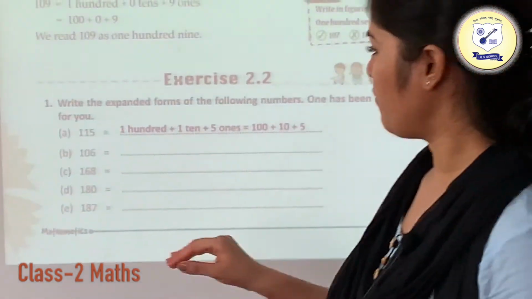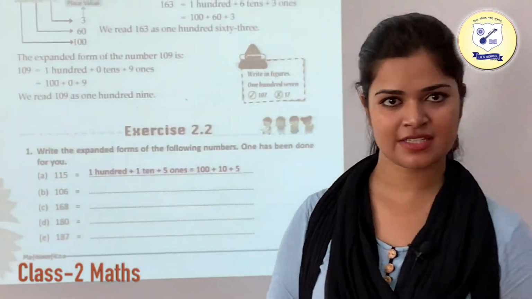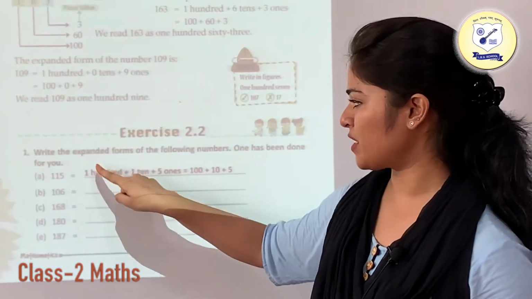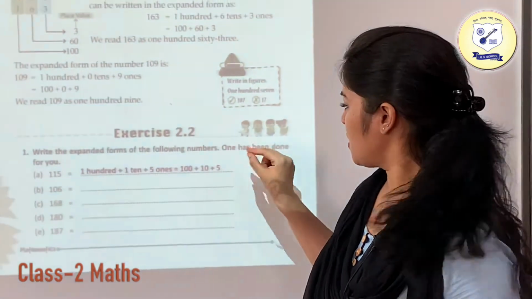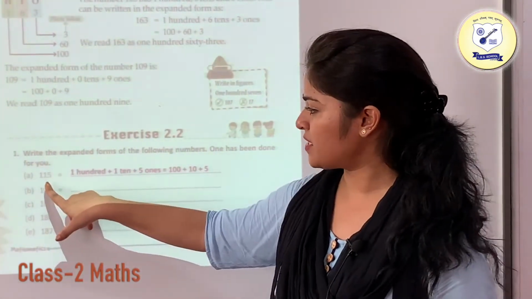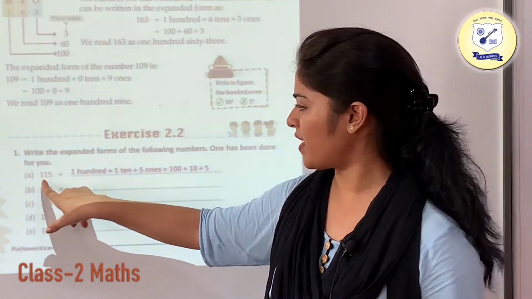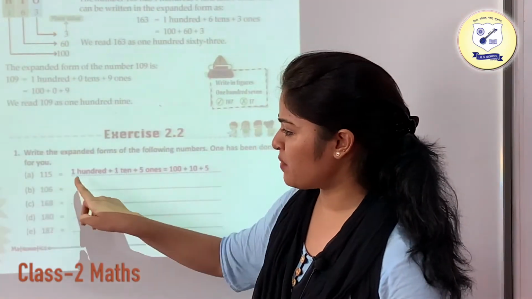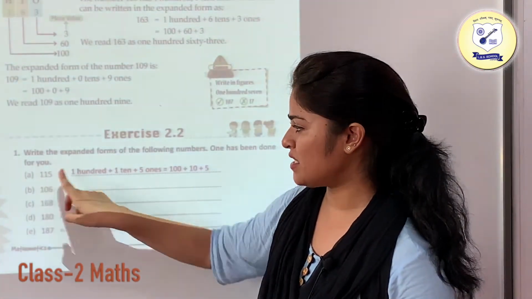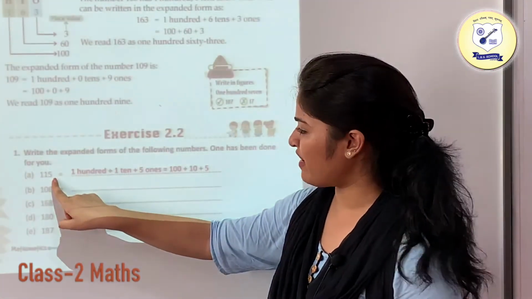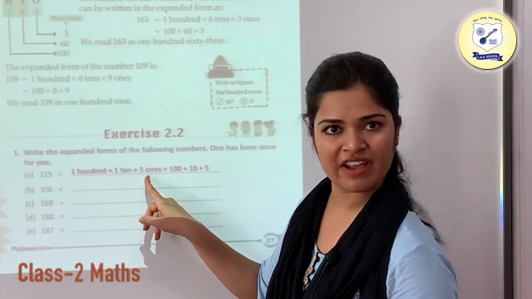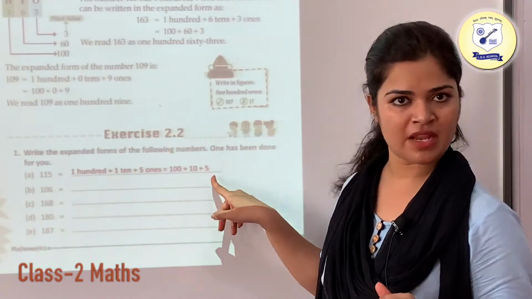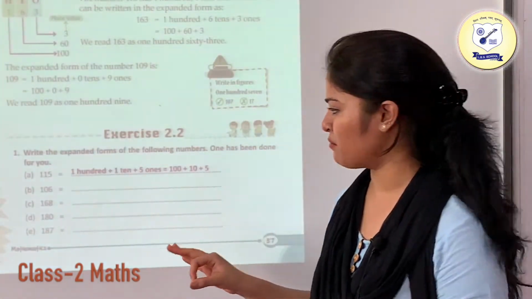So now we'll move to our next exercise, which is exercise 2.2. In this we need to write the expanded form of the following numbers. One has been done for you. Like you can see that we have a number which is 115. If you are expanding it, this is written on hundreds place, 100. This is on tens place, so 10, and this is on ones place, so this is your 5 ones. So this can be written as 100 plus 10 plus 5, which is the expanded form of this number.